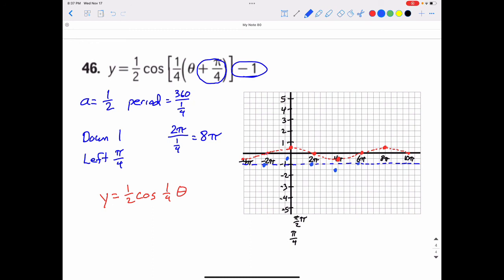Half of a block is pi over 4 to the left on the scale that I have chosen. So here is the final graph. Draw my roller coaster hills right through there.